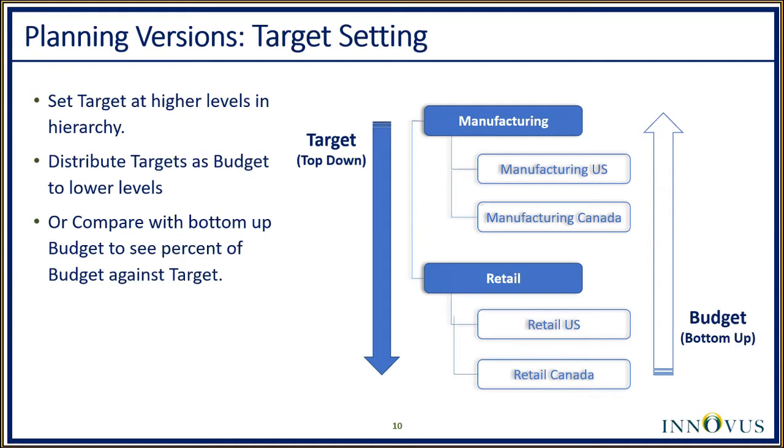You can also use targets to set targets at a higher roll-up level, a parent level in the hierarchy. These targets can also be distributed using a predefined logic, like historical actuals or certain percentages, to each of the lowest level members, which gives planners a starting point to start their budget.